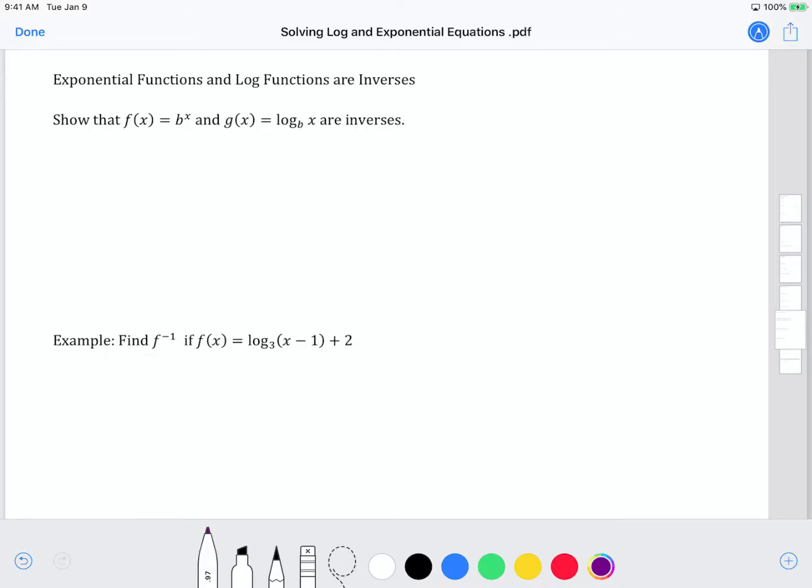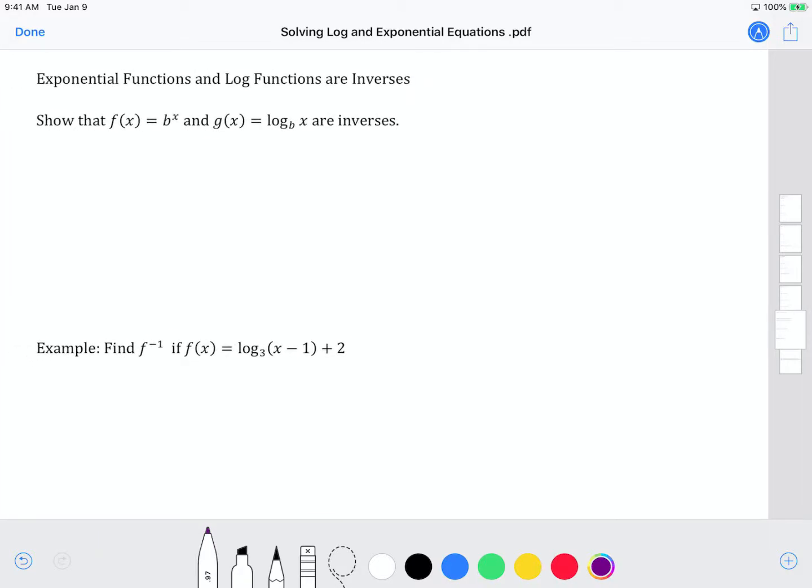So if you recall the definition of an inverse, if two functions are inverses, we'll call them f and g, then f of g of x has to be equal to x, and it has to work in the other direction as well. G of f of x also has to be equal to x. It has to work for both directions with composition in order for them to be considered inverses.